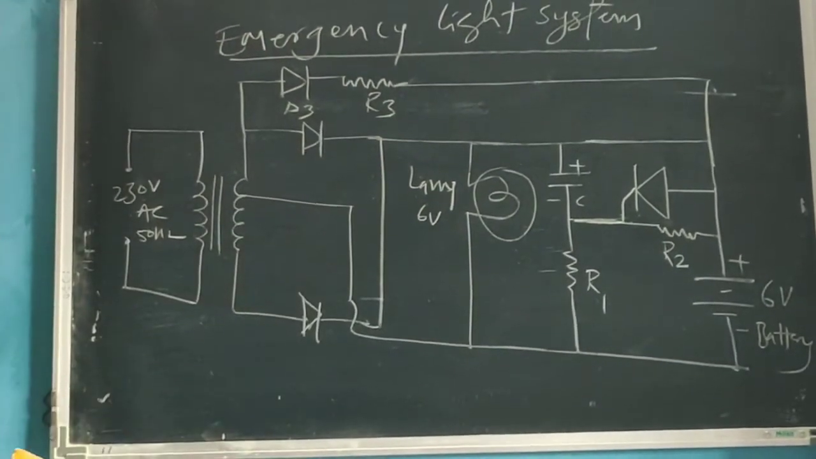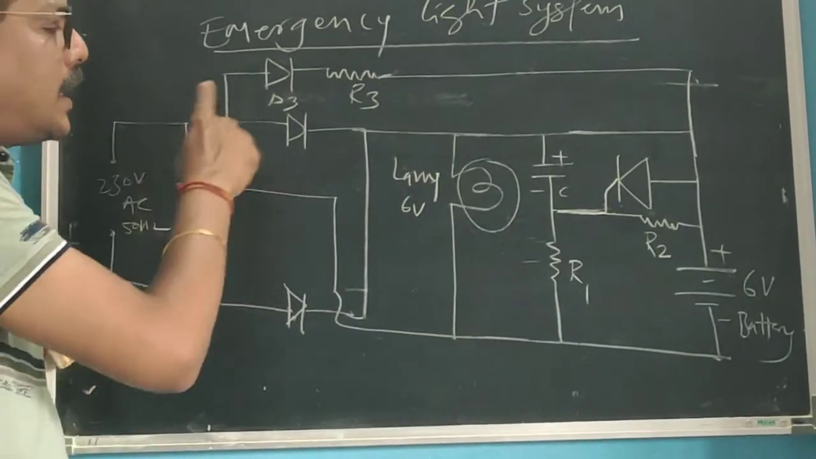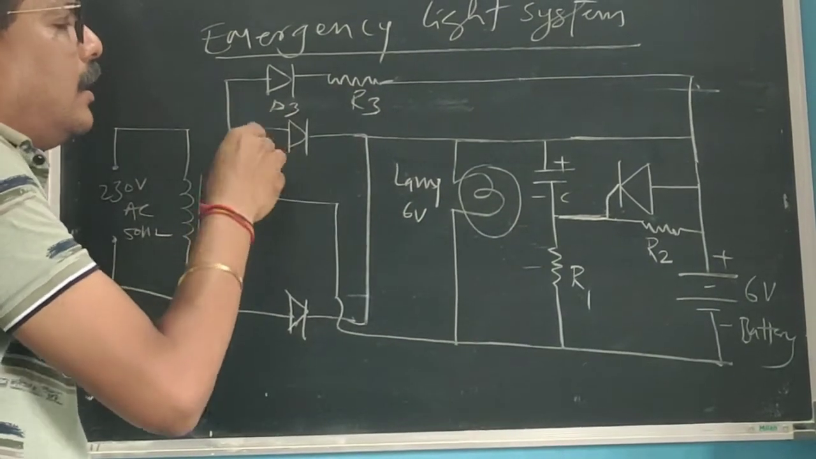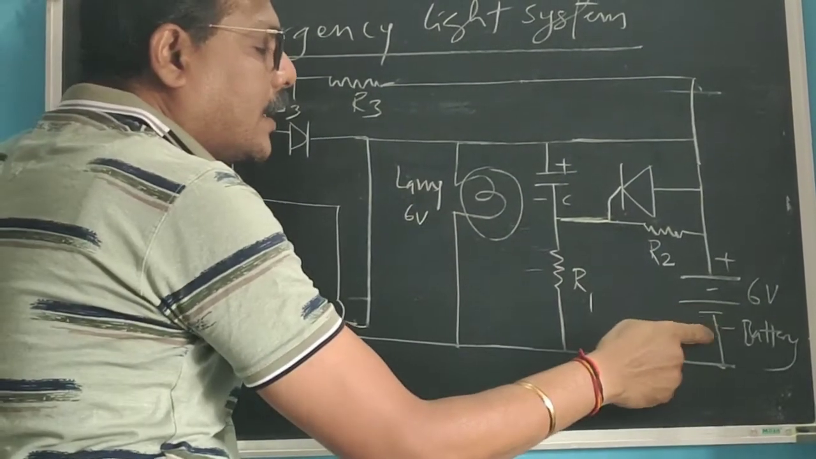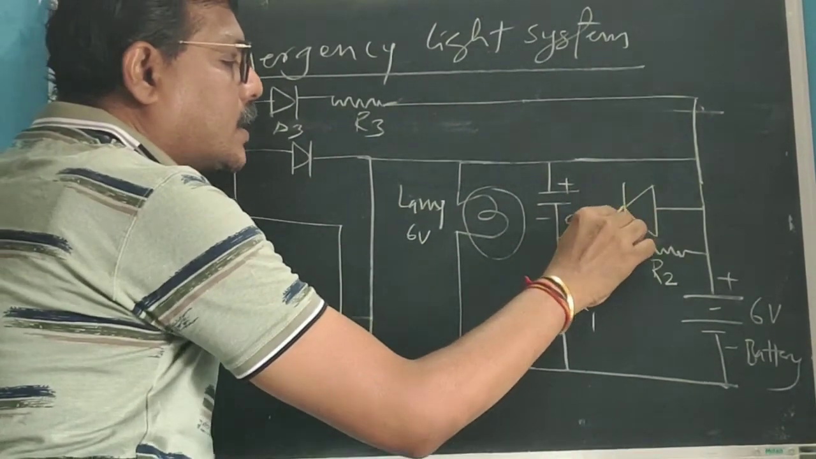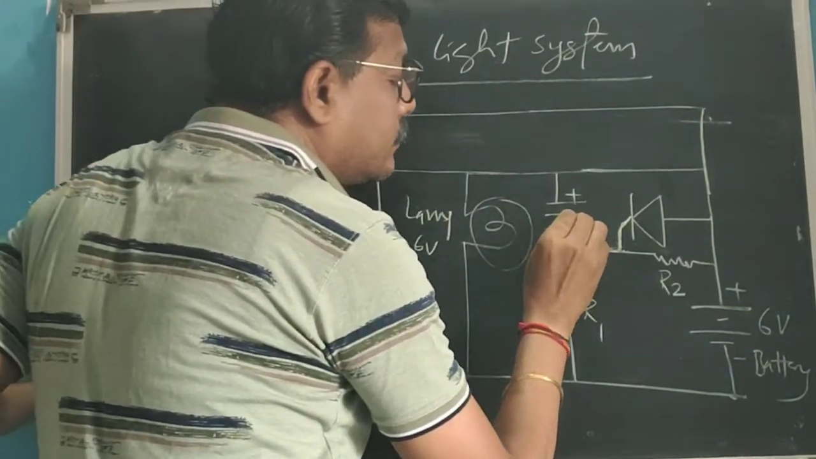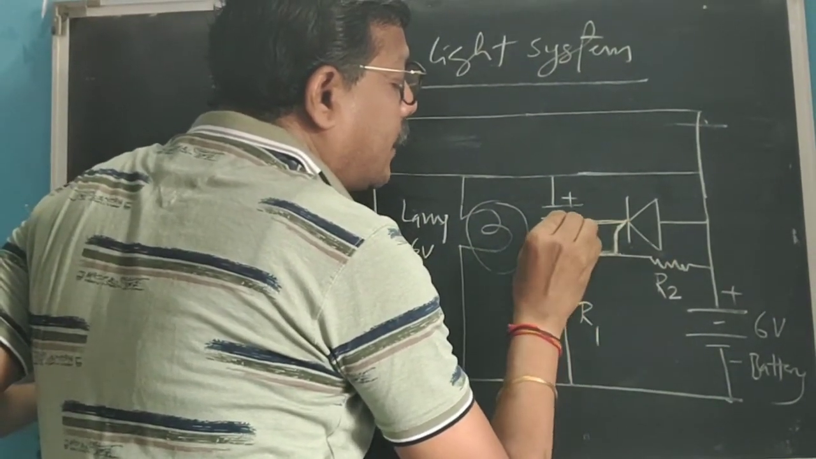Now let us see the working of the emergency light system. In the emergency light system, we are using the center tap full wave rectifier, lamp, and battery. We are connecting here a battery of 6 volt, and this is the SCR which is connected here in this way, and the gate terminal which is connected here.